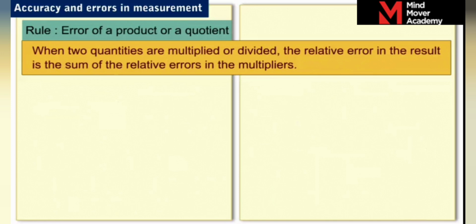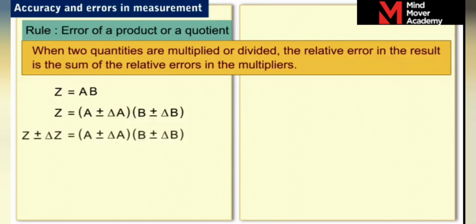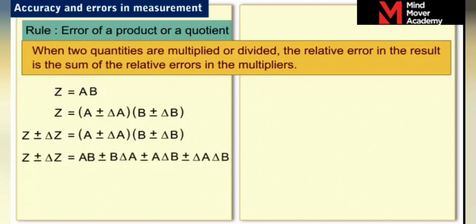When two quantities are multiplied or divided, the relative error in the result is the sum of relative errors in the multipliers. Suppose a measurement Z is equal to A into B, and the measured values of A and B are A plus or minus ΔA and B plus or minus ΔB. Then Z plus or minus ΔZ is equal to A plus or minus ΔA multiplied by B plus or minus ΔB, or Z plus or minus ΔZ is equal to AB plus or minus BΔA plus or minus AΔB plus or minus ΔAΔB.